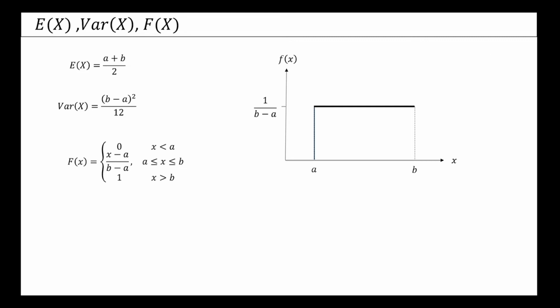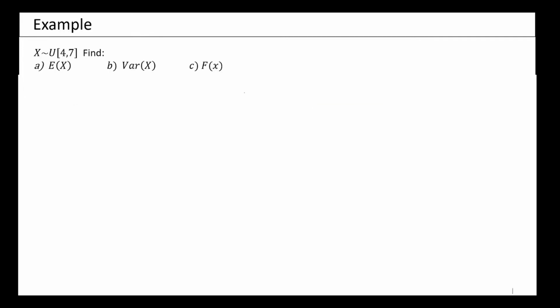So x is the variable, and really we're just trying to find the area of this blue region. So however big this blue region is, the width of the blue is x minus a, and we're multiplying that by the height, which is 1 over b minus a. So that gives us x minus a over b minus a. So let's have a look at a few examples.